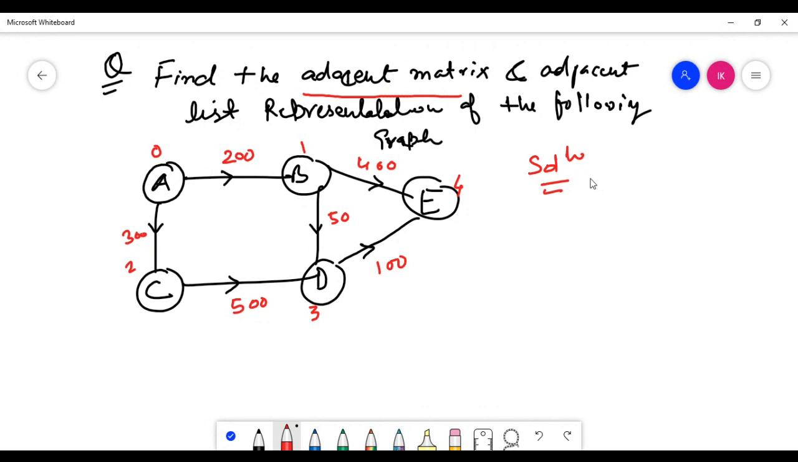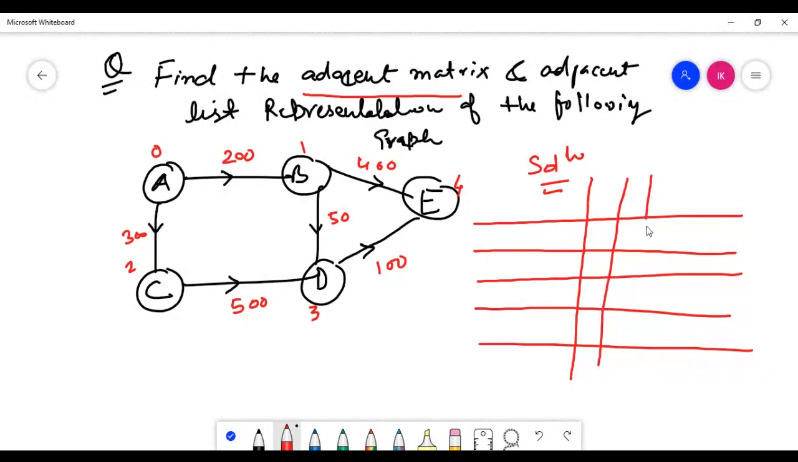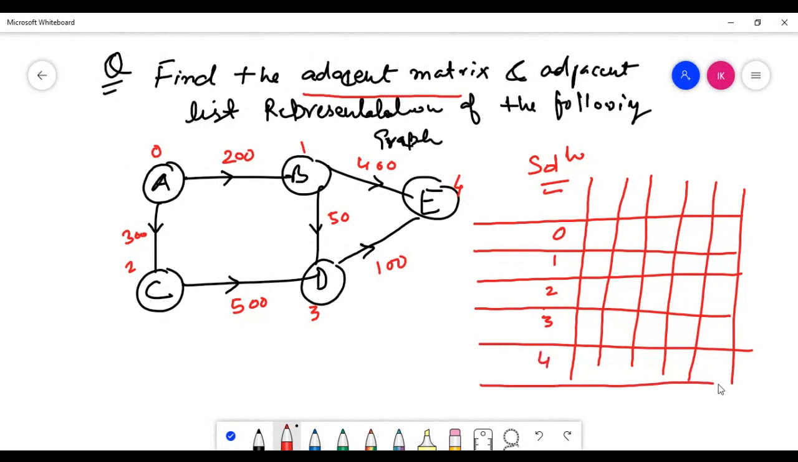First, I have to make it in the matrix method. So in the matrix method, what do you do? How many nodes? 1, 2, 3, 4, 5. So make 5 rows, 5 columns. Then label 0, 1, 2, 3, 4. Why do I make 0 to 4? Because the maximum is 4. So I take 0 to 4.